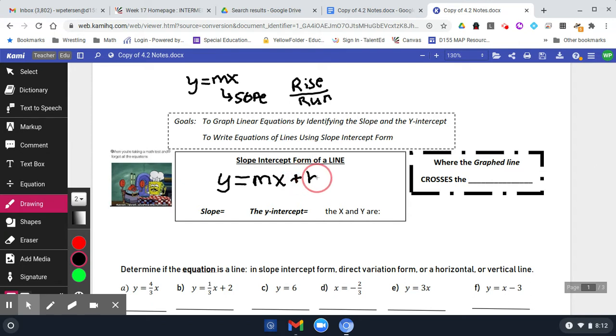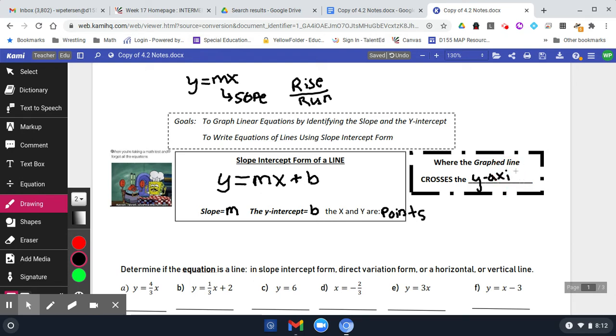I kind of already showed you guys that the b just shows the direction in which that line is going to move. So slope is our m, our y-intercept is our b, and x and y are points on the line. They're points. The y-intercept is where the graph line crosses the y-axis. That's going to be our b, and I'll show you guys that in a second.